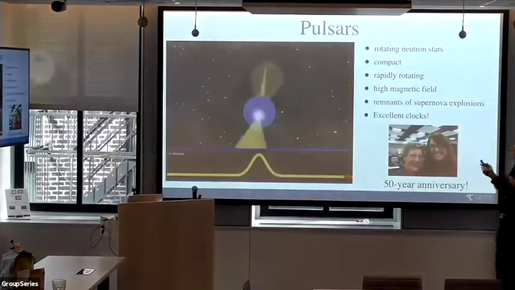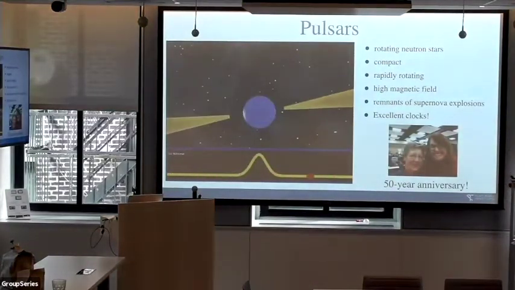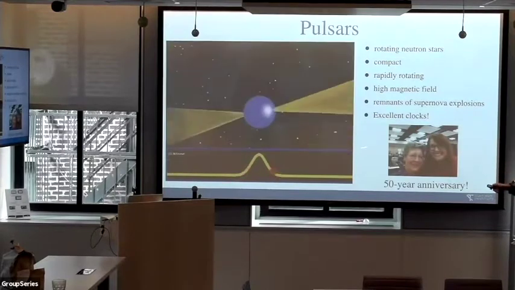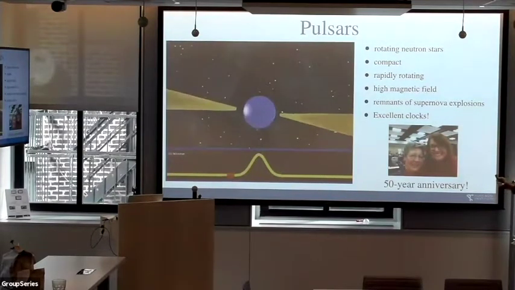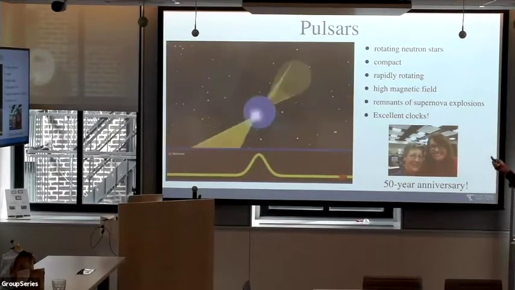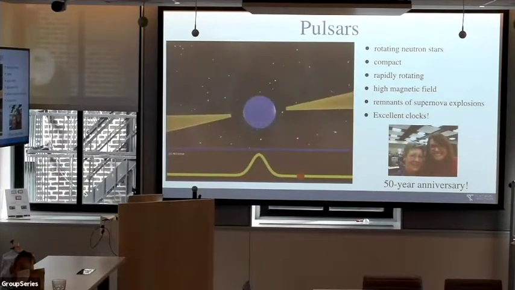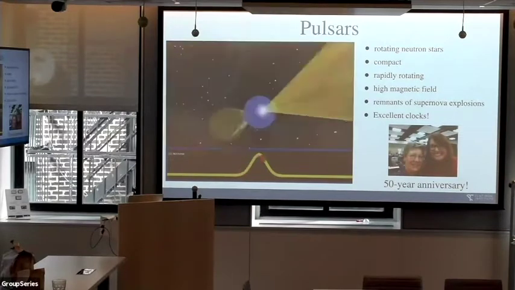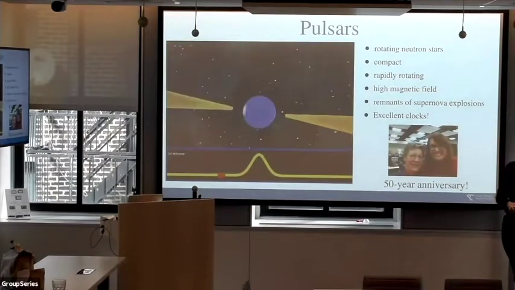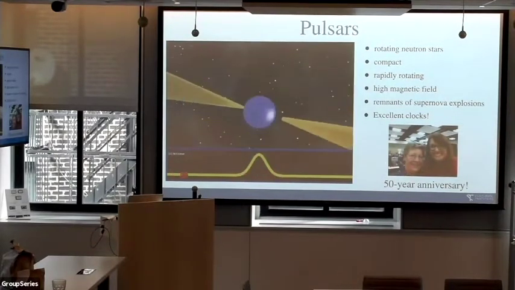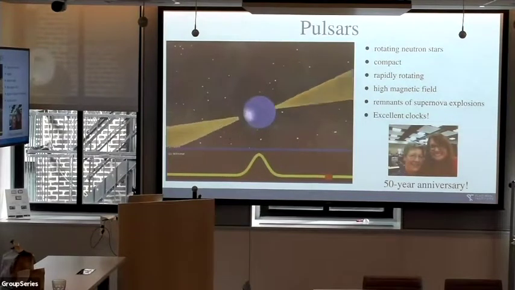So pulsars themselves, I'll just spend a moment talking about them, are compact objects. So there's clear links to studying pulsars with the compact objects group. They're rotating neutron stars, they have high magnetic fields, they're the remnants of supernova explosions. They were discovered about 50 years ago by Jocelyn Bell, seen here with her number one fan.